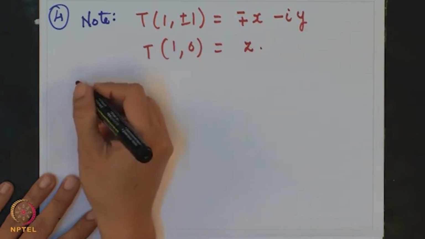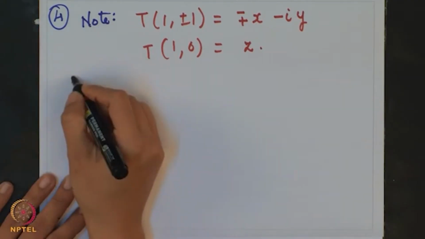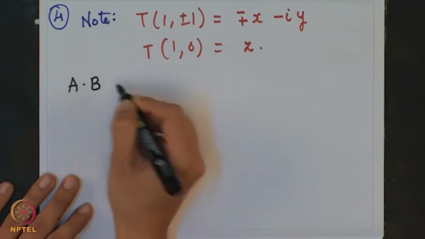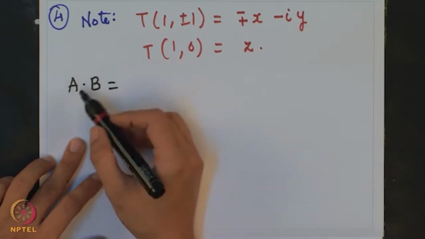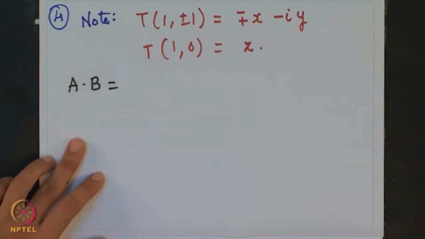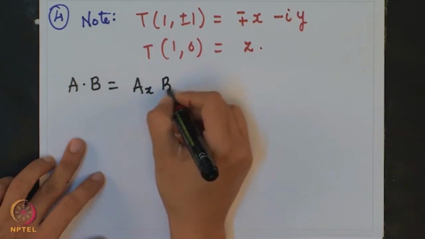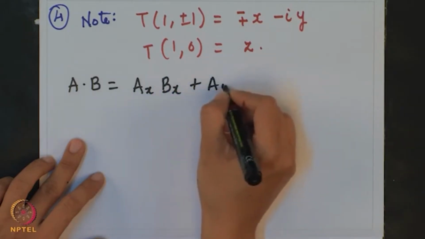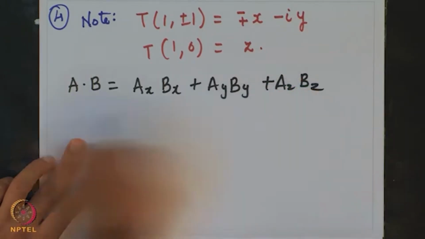And remember, how will I write the dot product of A dot B? Whenever we write in Cartesian coordinates, how do we write? We write it as ax bx plus ay by plus az bz, right. So, let me write it for you all: ax bx plus ay by plus az bz. This is the way I write.